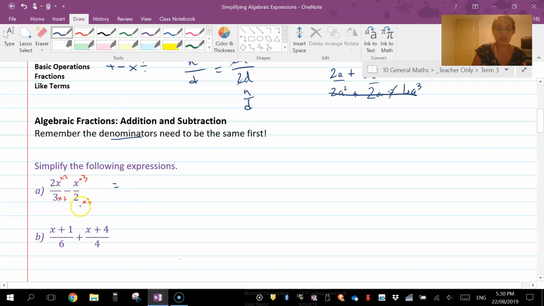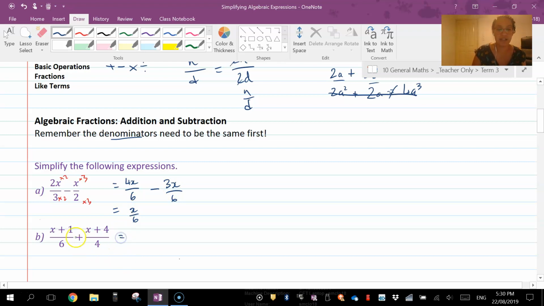So what I do at the bottom I must do to the top. 2 times 3 is 6. 2 times 2x is 4x, minus 3x over 6. Now they've got the same denominator, I can treat them like a subtraction. So 4x minus 3x gives us 1x over 6.